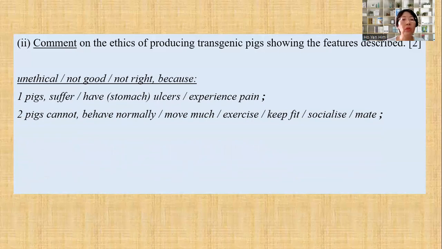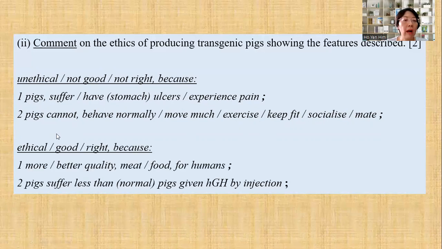It's unethical because the pig will suffer stomach ulcer. So given the passage, it says they suffer stomach ulcer, and the pigs cannot behave normally because they are not free to move around. So behave normally means it cannot move around, so it's not a bigger space. It cannot socialize, it cannot mate normally, right?